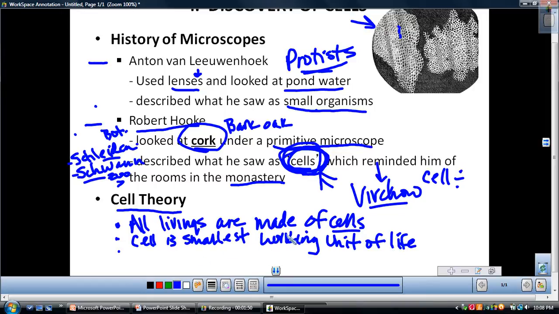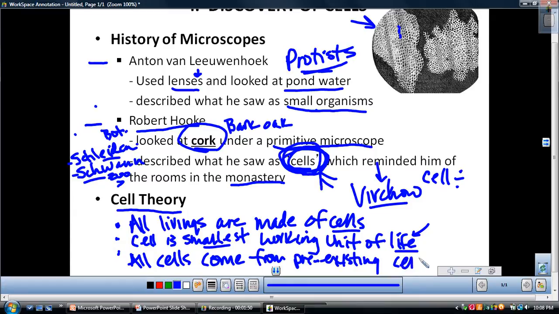Okay, it's the smallest that you can get that is alive, because I know you can go smaller than a cell and you have organelles that are inside of that, and then you have organelles that are made of molecules, etc. But the smallest working unit of life is the cell. That's the smallest you can get to have it be alive. And then the third statement is all cells come from pre-existing cells. So that directly ties into Virchow's discovery when he saw cell division.